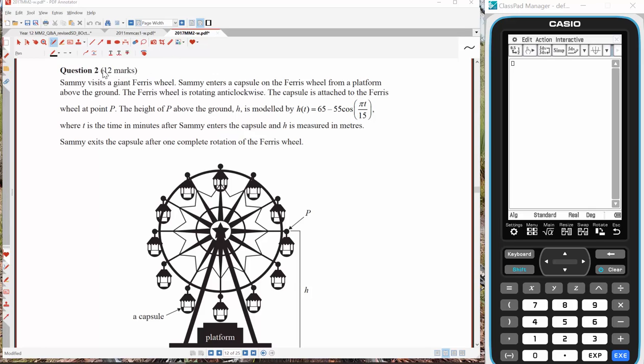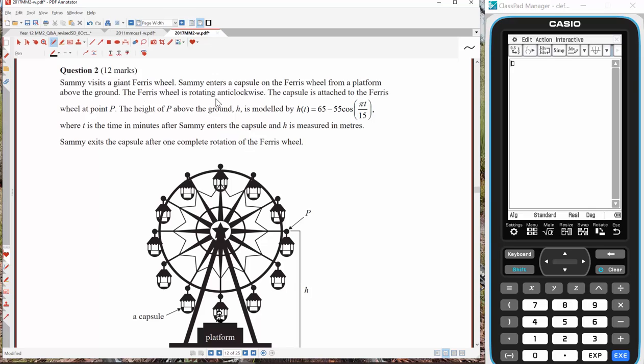Over my years of teaching methods, in recent years, this is the one I've been asked about the most. It's a really good question from 2017. Sammy visits a giant Ferris wheel. Sammy enters a capsule on the Ferris wheel from a platform above the ground. So from here, I presume Sammy jumps in there.